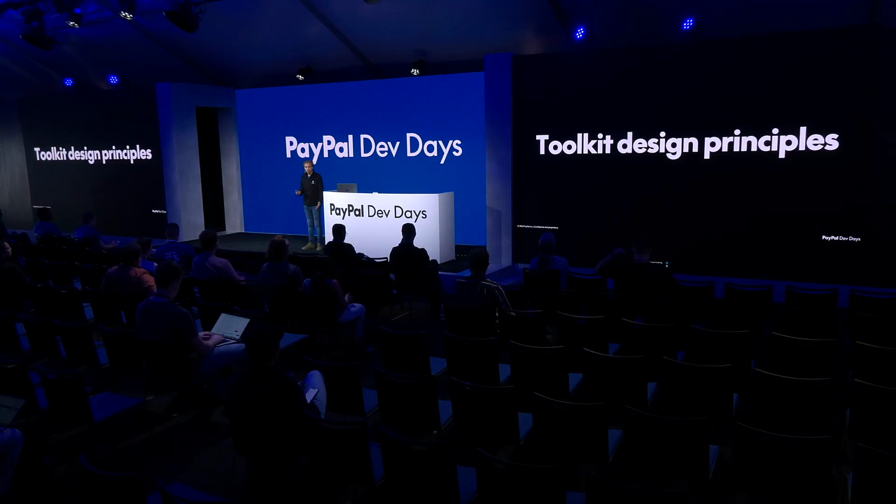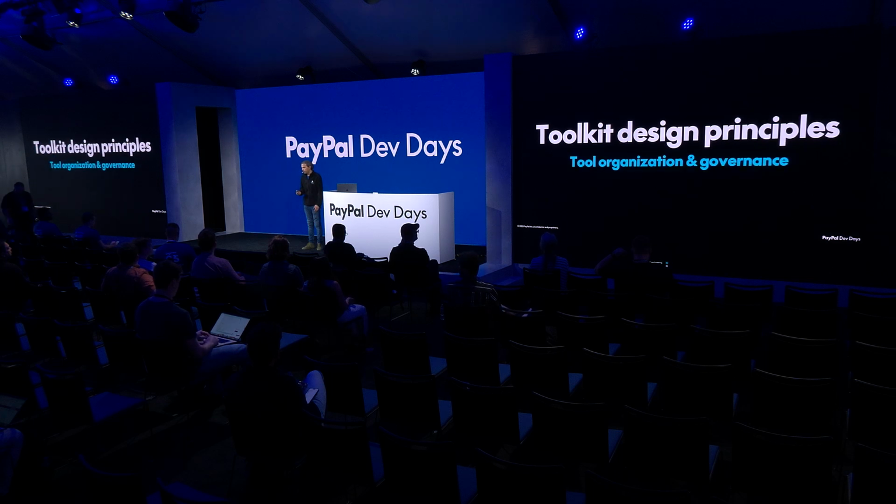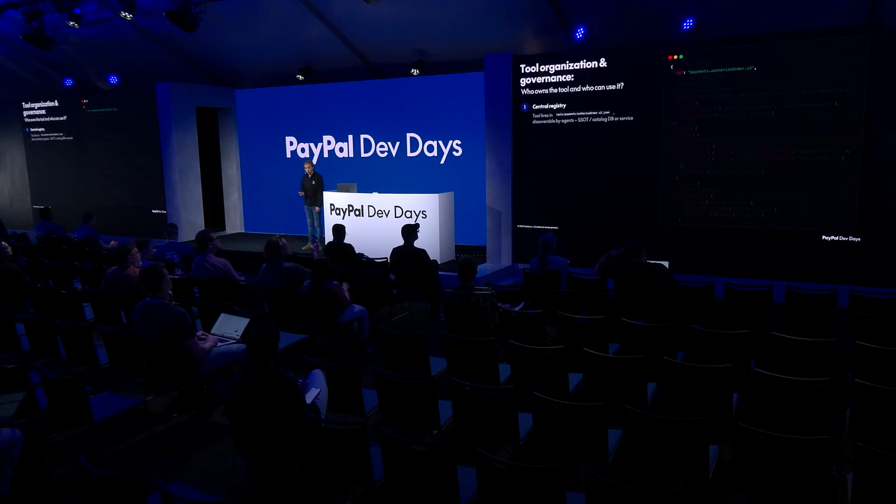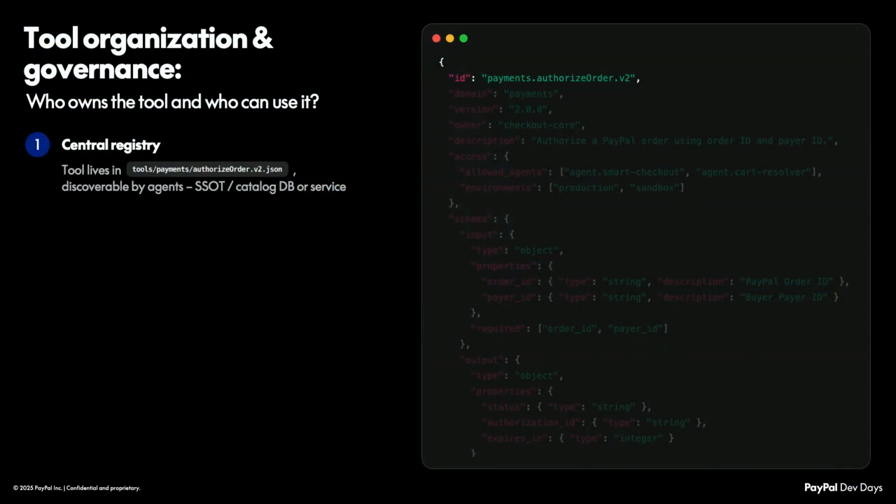So now that MCP is a protocol that has started to be widely used, what are some design principles that we should be thinking about here? What we're doing for this talk is organizing it into 3 different sections. The first one is who owns the tool and who can use the tool. So this is the very first facet of it. And the broad stroke on it is that this is all about tool organization and governance itself.